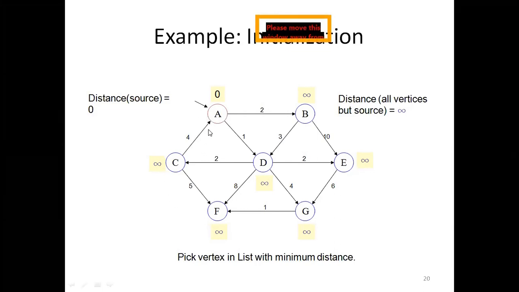Compare: there is a directed path from A to D and a directed path from A to B. A to B cost is 2. A to D cost is 1. Now which one is the minimum distance? D is at minimum distance from A. There is a directed edge from A to D which costs only 1. That means it is the minimum cost, so you can select the vertex D.